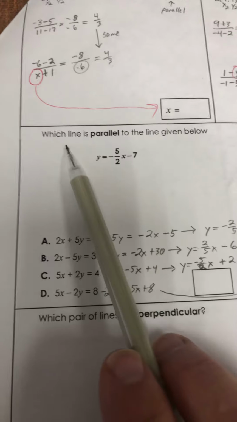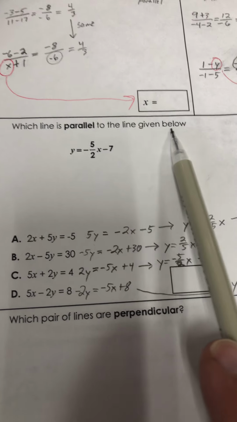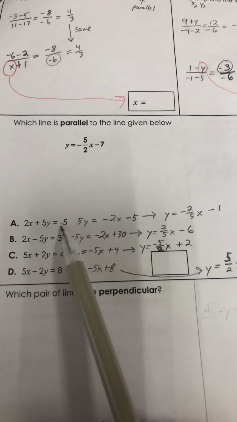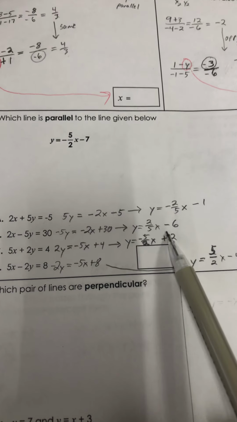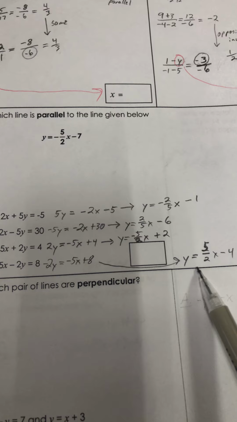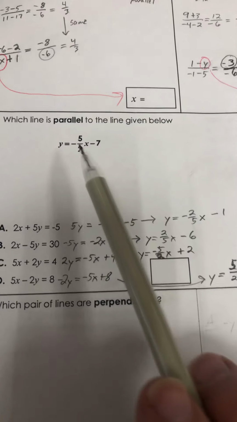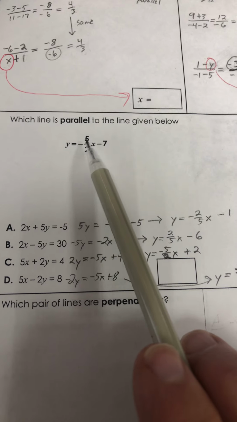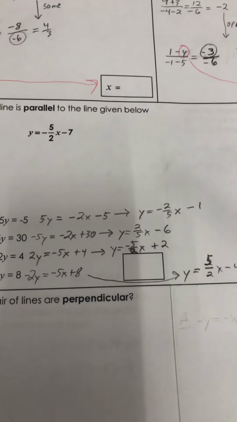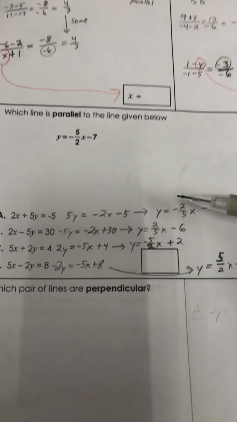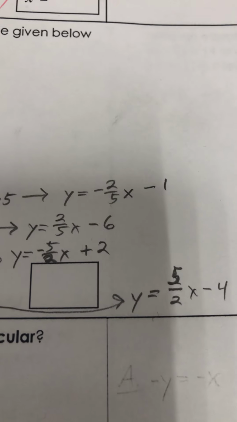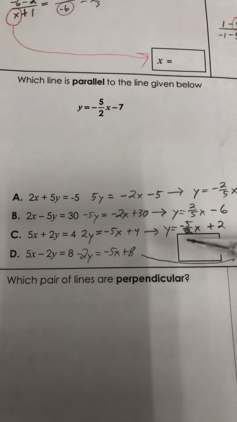For this one, which line is parallel to the line given below? I took the liberty of taking all of these and putting them in slope-intercept form. At the end, you'll see slope-intercept form. You want the same slope for parallel. You want the same slope to be negative 5 over 2. So take a look at those, and you'll see which one is going to be parallel, and put your answer in that box.